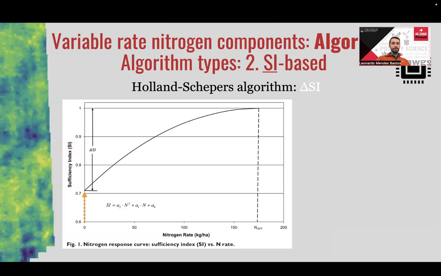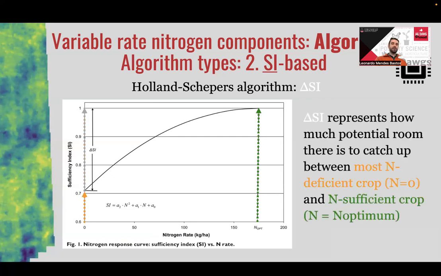Awesome. Okay, so as I was just showing here, the sufficiency index changes depending on the pre-plant applied nitrogen rate and what the delta SI was. So the delta, I'm just going to read this out, just in case I missed saying it before: delta SI represents how much potential room there is to catch up between the most nitrogen deficient crop, the one that received no nitrogen, and the most nitrogen sufficient crop on that field, the one that received the highest rate.